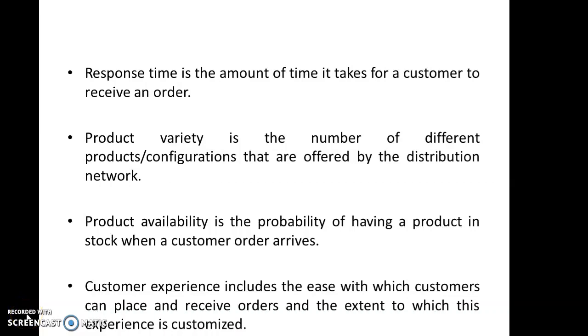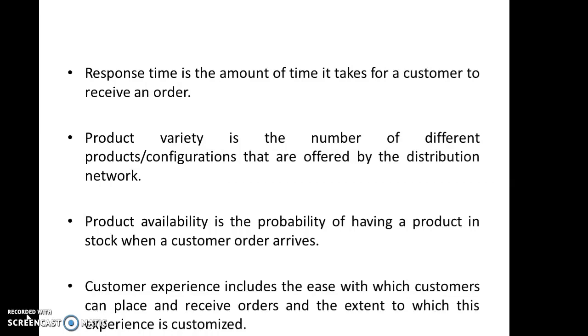The next point is product variety. It is the number of different product configurations that are offered by the distribution network. For example, if you want to purchase a ready-made dress, when you go to the shop, you will be expecting different products in different costs and varieties, etc. Because you will be asking for this particular color or particular cost or particular cloth material. So the product variety is expected in different aspects. It may be in terms of material, in terms of cost, in terms of color, etc. So that is also one of the ways to satisfy the customer need.